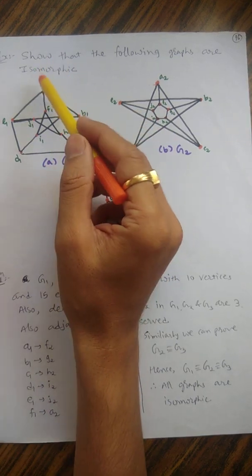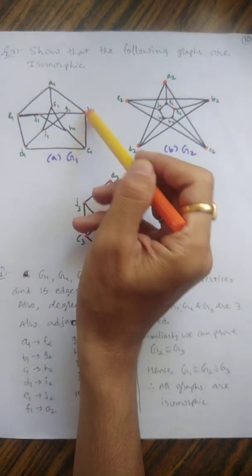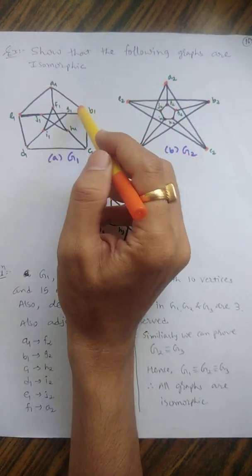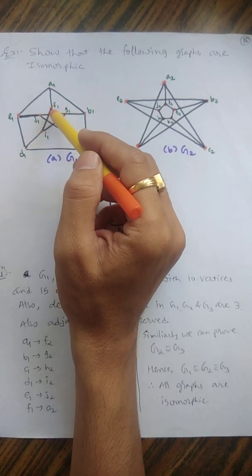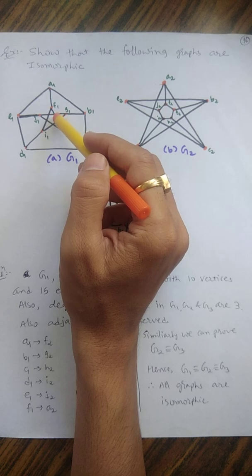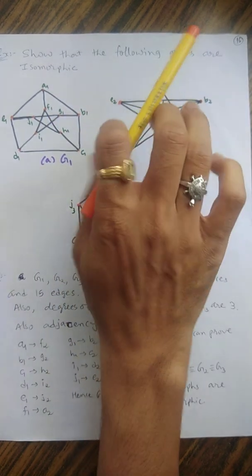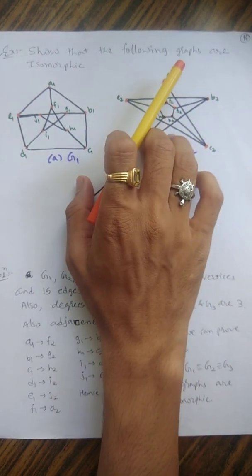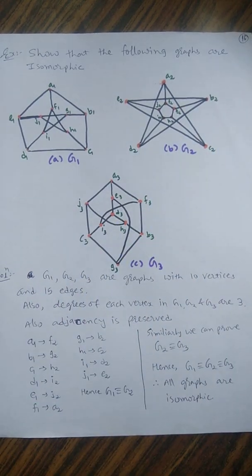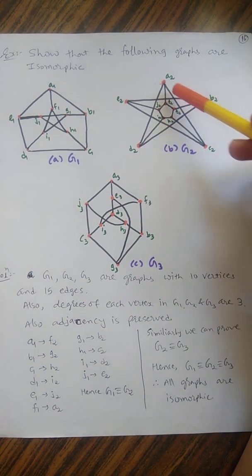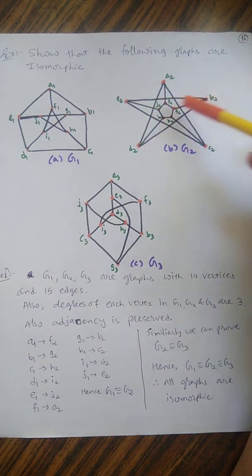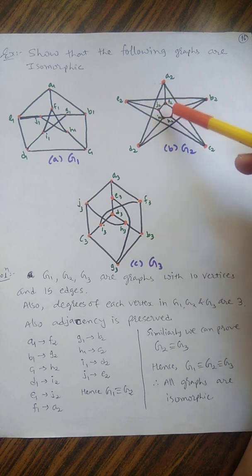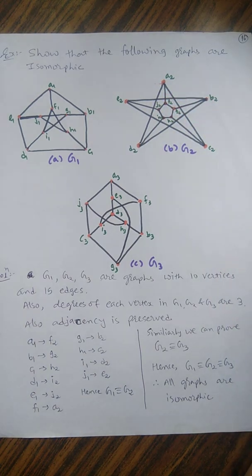So I count here 1, 2, 3, 4, 5. Then 1, 2, 3, 4, 5, 10. Then 1, 2, 3, 4, 5. That is 15. So total number of edges is 15. Similarly we can count here also. 1, 2, 3, 4, 5. 1, 2, 3, 4, 5. And 1, 2, 3, 4, 5. So there are also 15 edges.